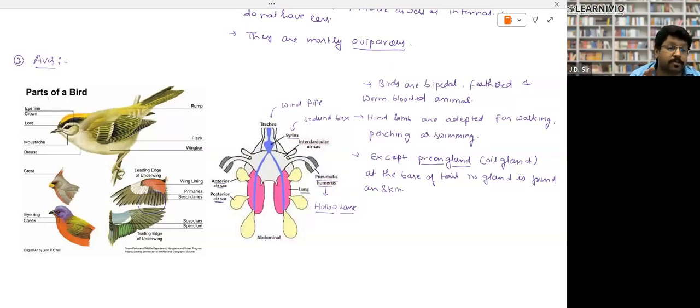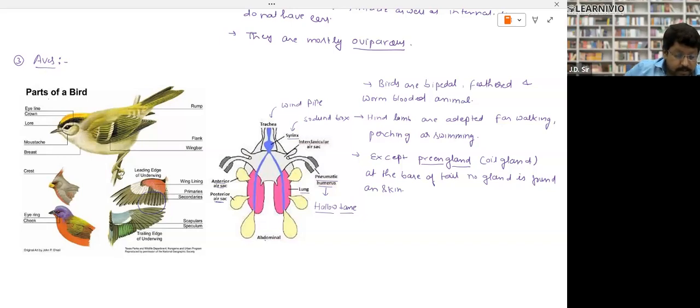So keep this preen gland name in your mind, because this gland has been asked multiple times in medical exams. So this is very important for the medical exam, and you must learn it as a general fact.